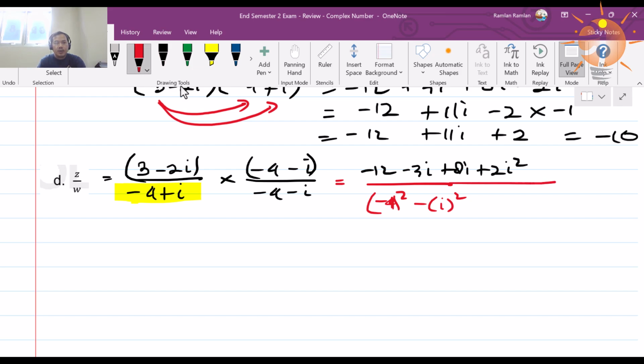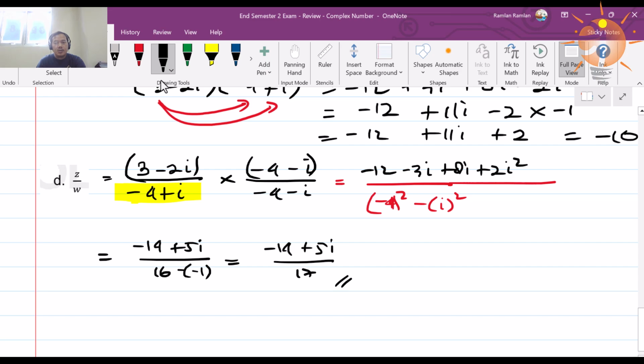Now let's simplify what we have here. This term and this term give plus 5i. Then remember that i squared is just negative 1, so 2 times negative 1 is negative 2. Negative 12 minus 2 is negative 14. So we have negative 14 plus 5i. On the denominator, this is 16 and this is minus 1, so 16 minus negative 1 equals 17. You can't simplify this expression anymore, so this is the final answer.